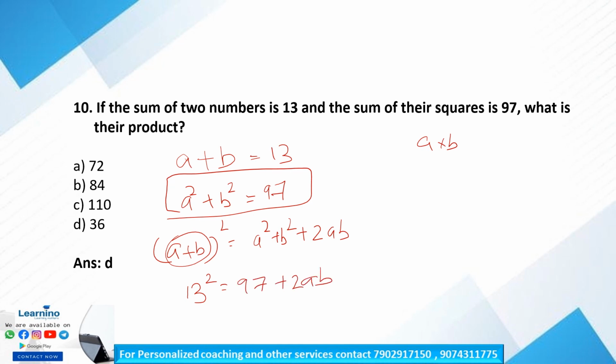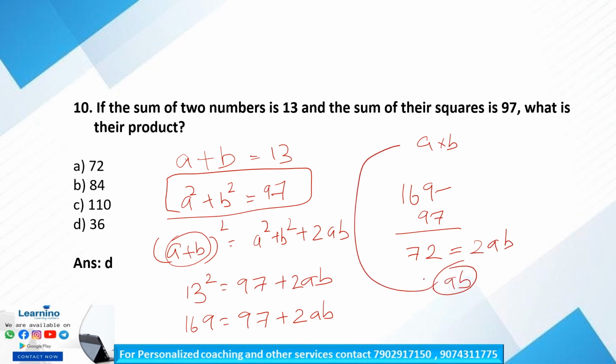What is 13 square? It is 169, which is equal to 97 plus 2AB. So 169 minus 97 is equal to 72. 72 is equal to 2AB. Therefore, AB, that is what we have to find, right? So what is the product? AB is equal to 72 divided by 2, which is 36. That is option D, our correct answer.